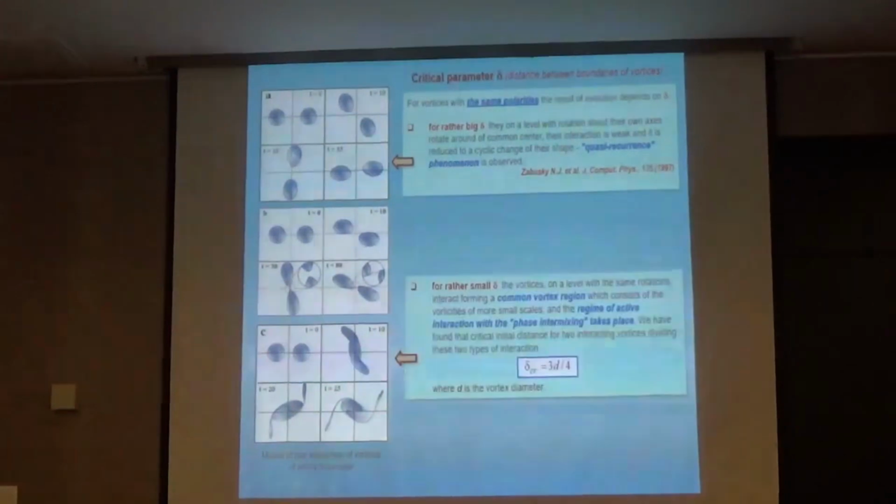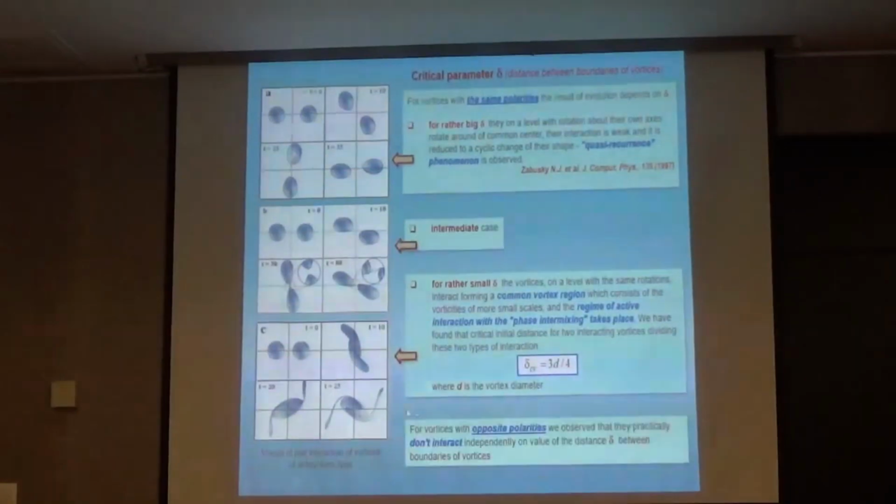This picture. For rather small delta, the vortices on a level with the same rotations interact, forming a common vortex region, which consists of vorticities of smaller scales. And the regime of active interaction with the phase intermixing takes place. We have found that the critical initial distance for two interacting vortices, dividing these two types of interaction, is the following, where d is the vortex diameter.